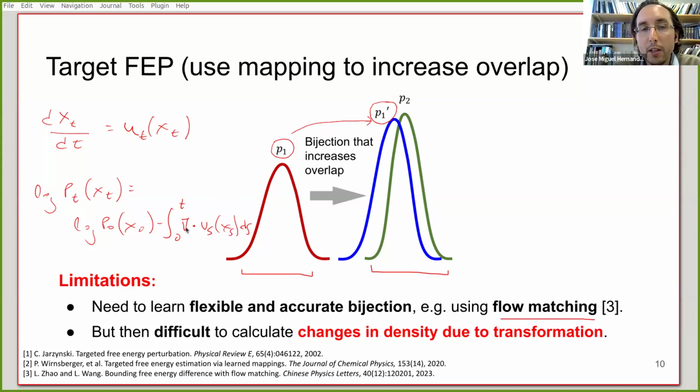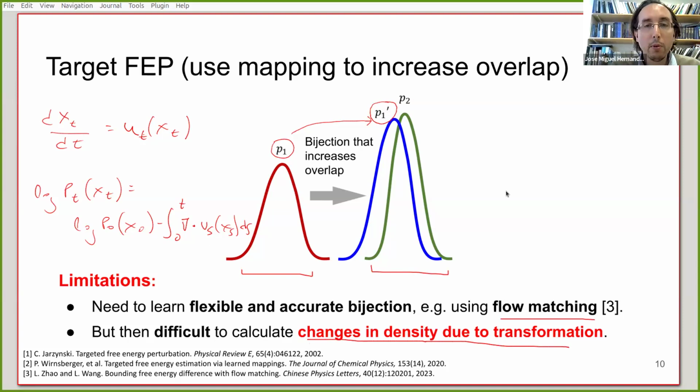And this is a divergence operator. It's going to be the sum of the diagonal entries of the Jacobian of this function, U_s, and that can be quite expensive. And this means that calculating these changes in the density due to the transformation with this method can be very expensive in practice. You need to calculate this divergence of the vector field given by U_t. And if you have a neural network modeling U_t, then that's going to be quite expensive. So ideally, we want to do something different.